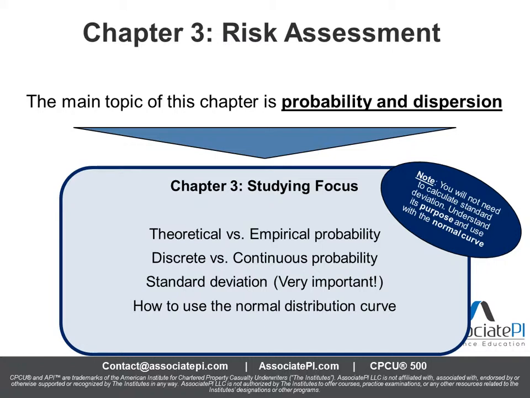So this one's going to be a little tough, but here's the main focus: know the difference between theoretical and empirical probability. That's going to be on your exam. You're going to have to know those two definitions and the difference between each. Same as discrete probability and continuous probability. Know one example of each, know the definitions.